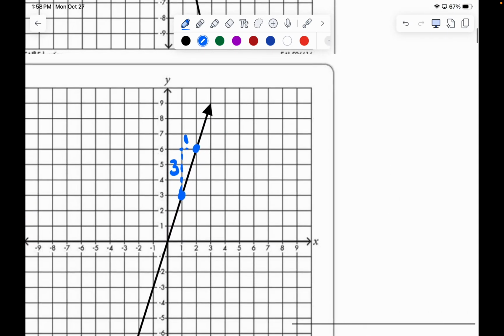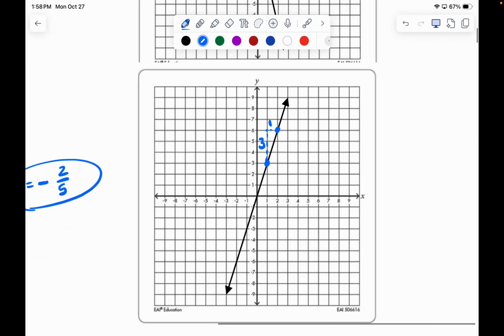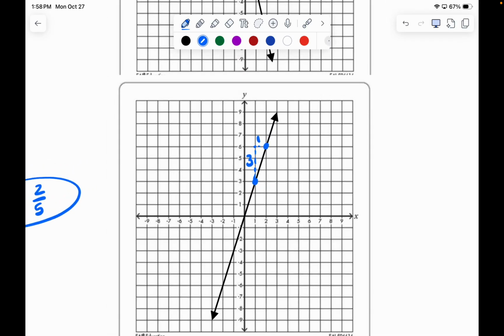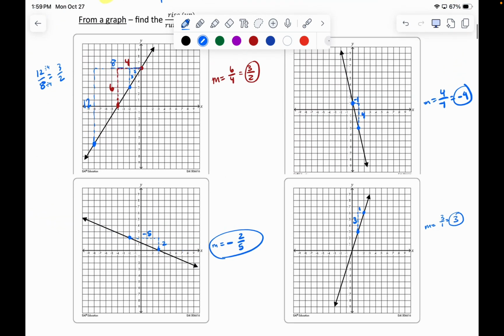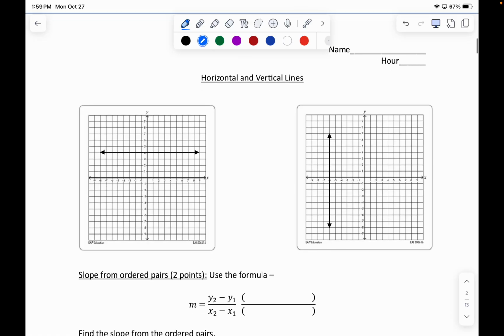So there's my 2 points again, if you look up there, that I used. 3 over 1, or just 3, would be my slope for that one. Okay. All right, let's go to the next page. We do have quite a bit more here, so stay with me, please.